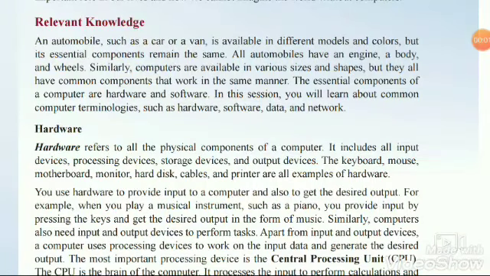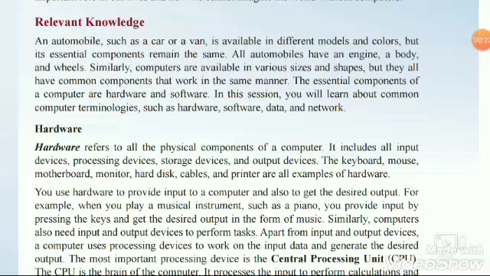After the introduction, in the second video we will understand what we learn from this session: we will learn about common computer terminologies such as hardware, software, data and network. So let's start with hardware.